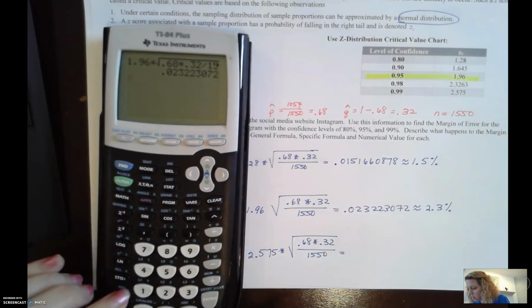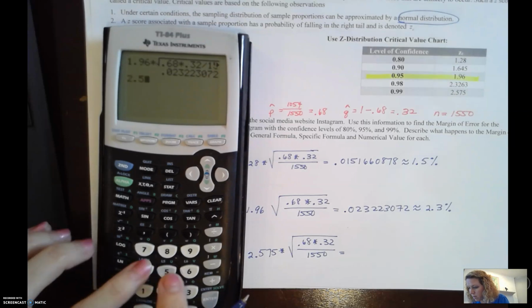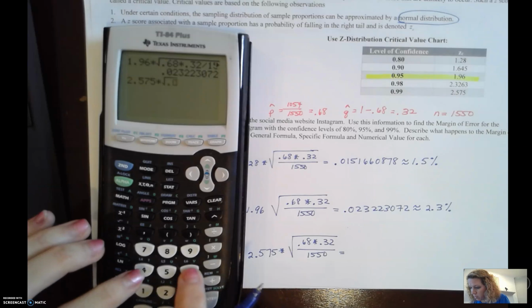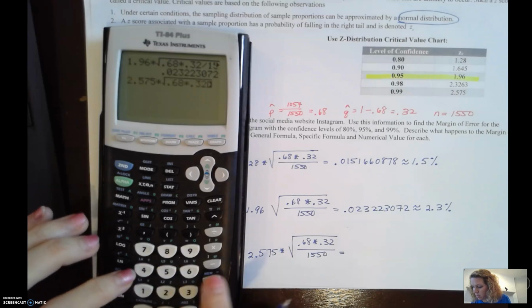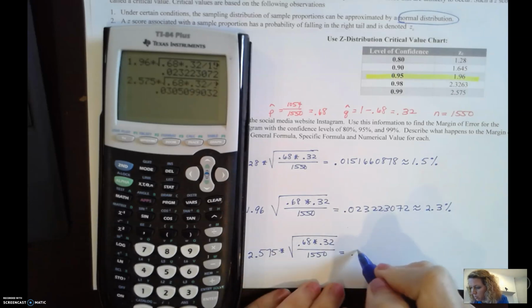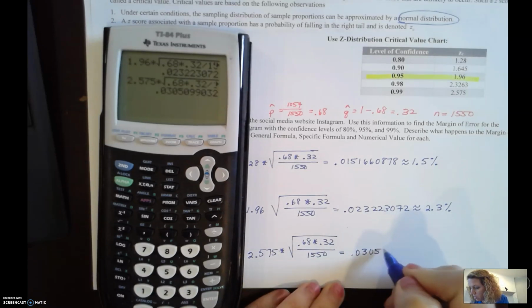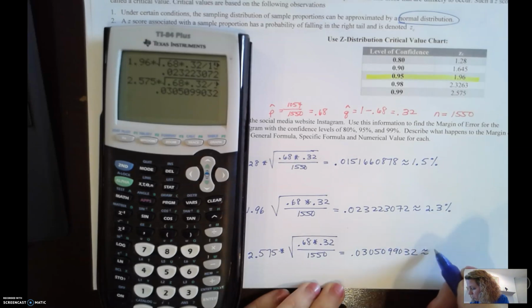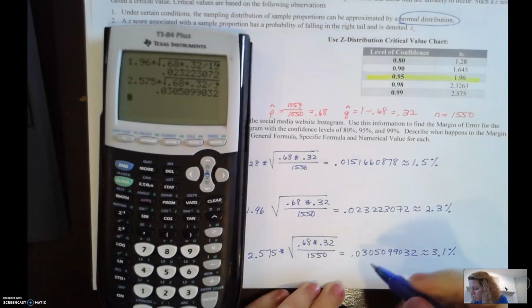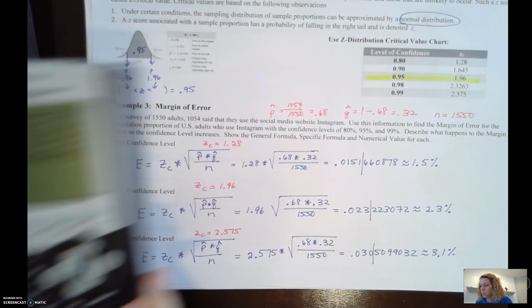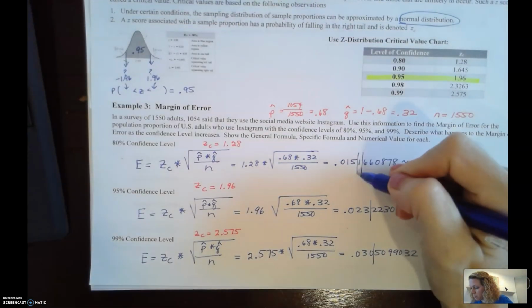Go on the calculator and put that in. So our critical value 2.575 times the square root of 0.68 times 0.32 divided by 1,550, hit enter, 0.030. And so that's going to be approximately 3.1% if we just round it. I'm rounding it to 3 decimal places there for each of those.